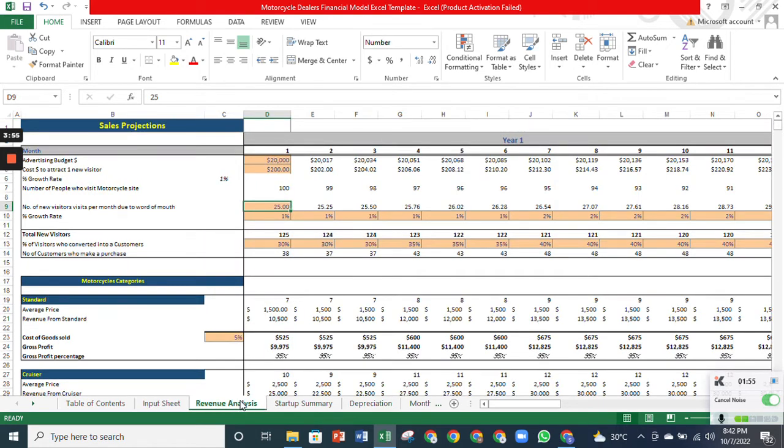Moving forward with the revenue analysis, this will provide you with all the information about the total cost you incur in the advertising and how many customers you will acquire in the next 5 years. It also provides you with the number of units you will sell for each category. So you can also change the inputs according to your business.